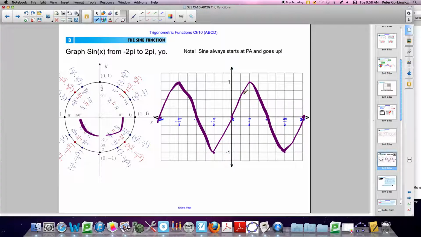Don't be like Mr. G's nasty looking pointy sine curves. These are nice arcing sine curves, so they should be nice arcs like that, not shark fins or shark teeth. Cool. Great.